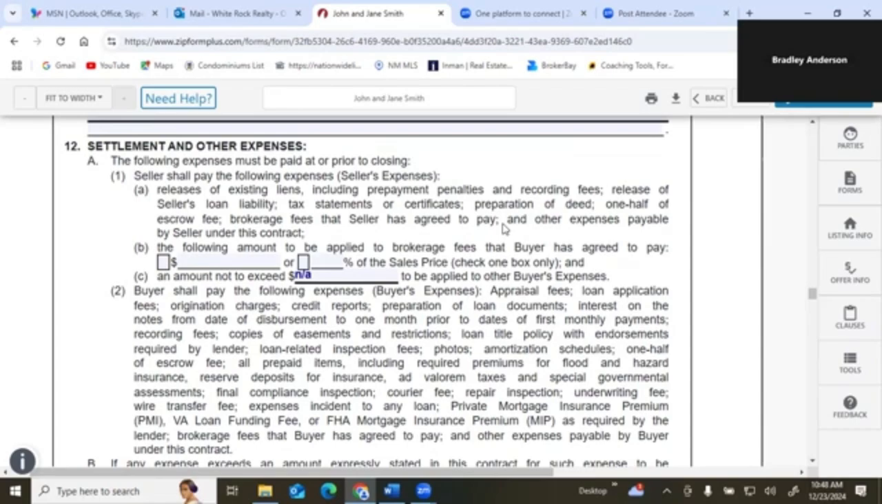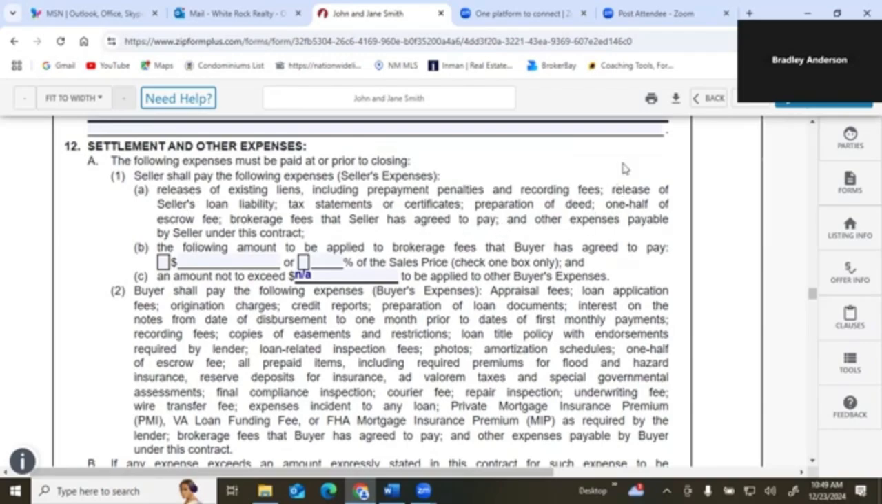So that's all this says. This is all this is meant to say. It's just meant to say, hey, look, I, the seller, worked out some special deal with my listing agent, and that's in a separate agreement, and I'm agreeing to pay that. I don't have to disclose what that is, but I'm agreeing to pay it as per this contract.